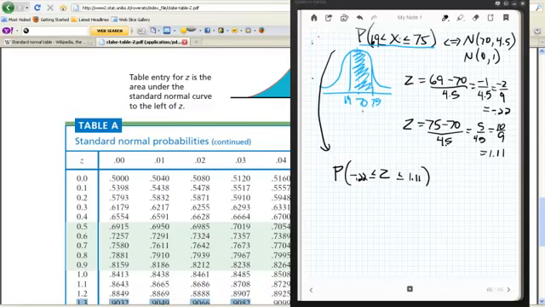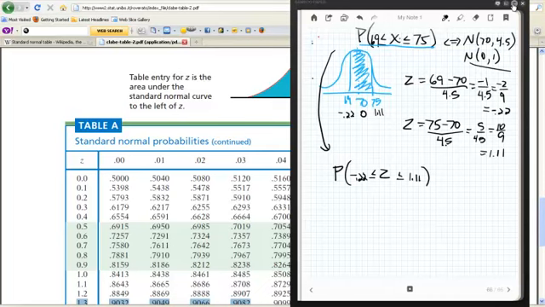By the way, before you do that, notice that this curve, which used to be the curve representing men's heights, because of using the Z formula, we turned it into this one. So now 70 is actually 0, 75 is 1.11, and 69 is negative 0.22. Okay? All right, enjoy, and we'll jump on this and do it together here in just a second.